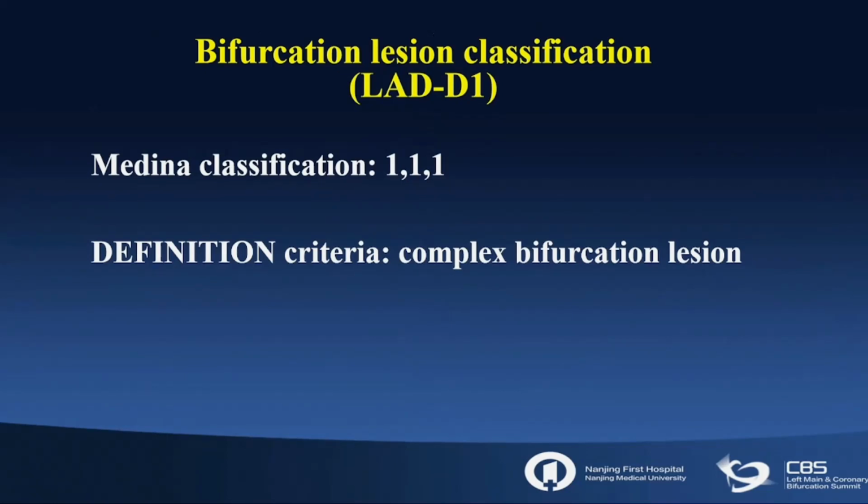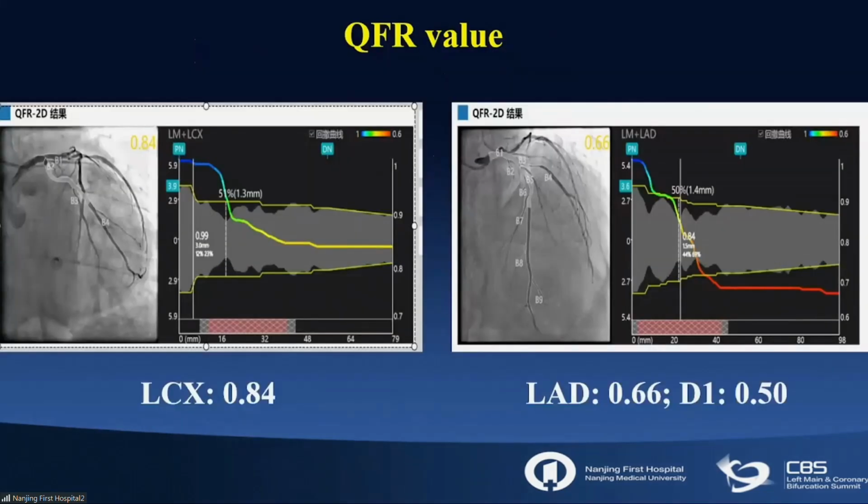According to the Medina classification, it's a true bifurcation 1,1,1. According to the definition criteria created by Xiaoliang Chen, it's a complex bifurcation lesion. Next. We also measured the QFR value. We see the LAD and the D1 are proved to have abnormal coronary physiological function. It's the QFR value. Next.